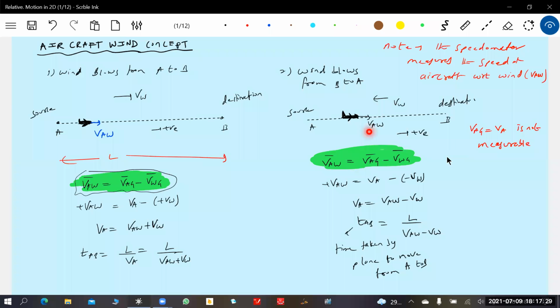I just discussed this very specifically here. Wind blows opposite to the direction of motion of the aircraft, or in the direction of motion of the aircraft. Then will there be any impact on the time taken to move from source to destination? Yes, there will be. If the velocity of wind is 0, then VAW will become equal to VA, the actual velocity. But there will be wind. Okay, write it down. We'll take the next case.